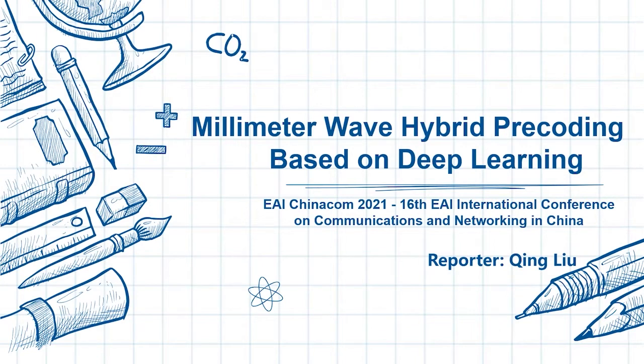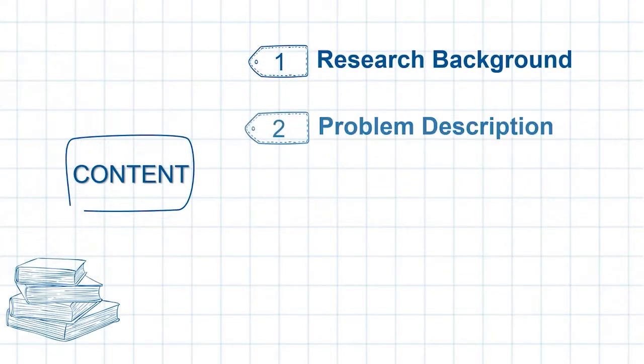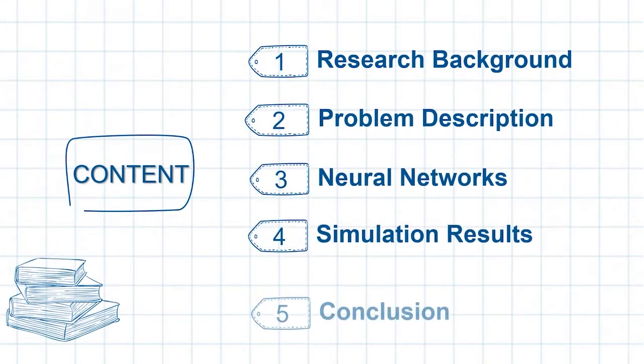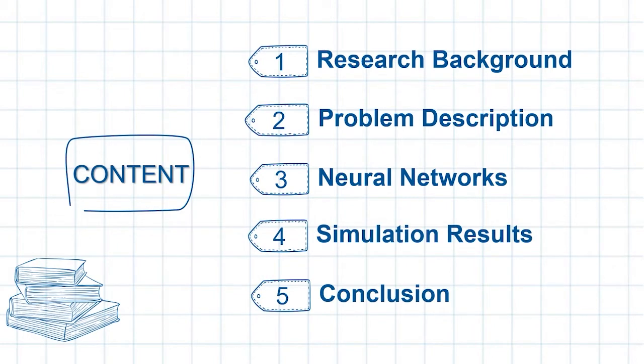What I am reporting today is the millimeter wave hybrid precoding algorithm based on deep learning. I will introduce it from 5 aspects: research background, problem description, neural networks, simulation results, and conclusion.